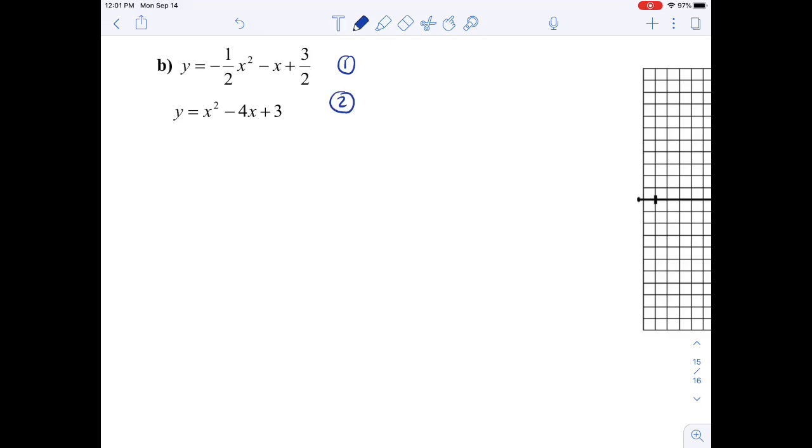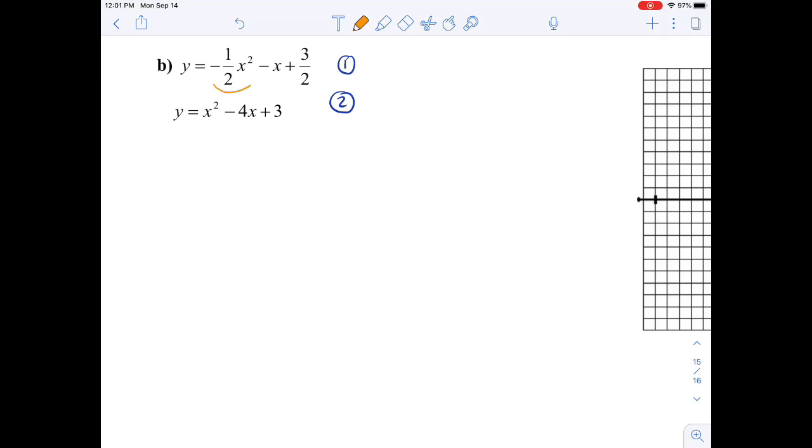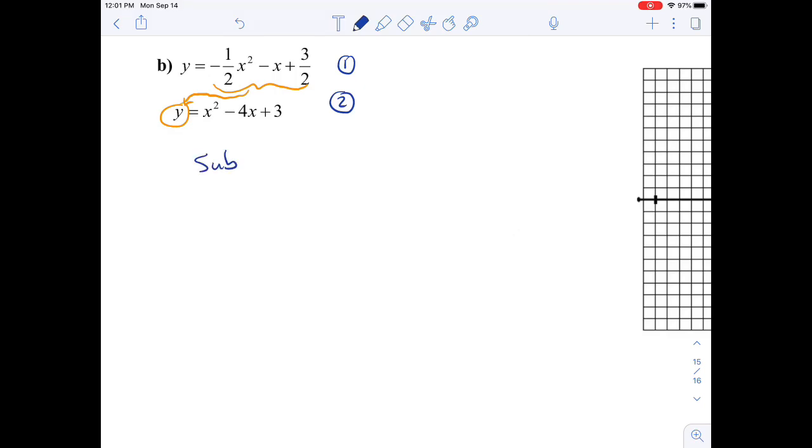And because both of these are solved for y, the idea is that I can take everything that I have on the right side of the first equation and replace the y that I have on the left side in the second equation. I'm substituting the information from 1 into 2. So that's our new left side. And on the right side, I have x squared minus 4x plus 3.